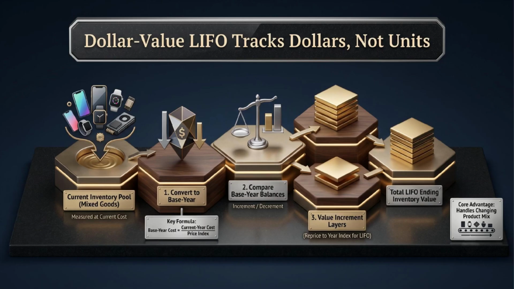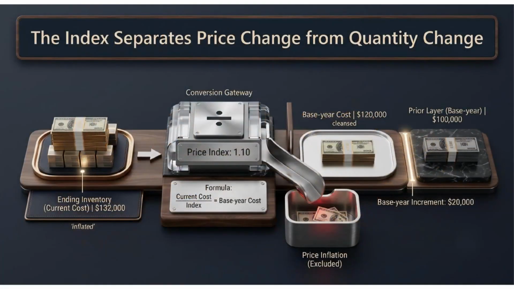The key formula is: Base year cost equals current year cost divided by the price index. Once base year dollars are known, the company can determine whether an increment or decrement occurred. The price index separates price change from quantity change. Without the index, an increase in ending inventory dollars could mean the company has more inventory or simply that price has increased. LIFO must distinguish between those two.